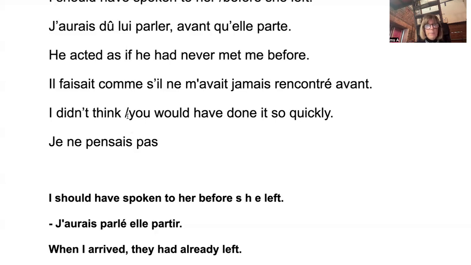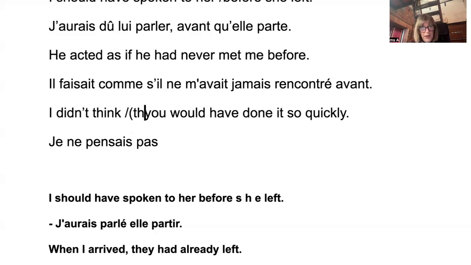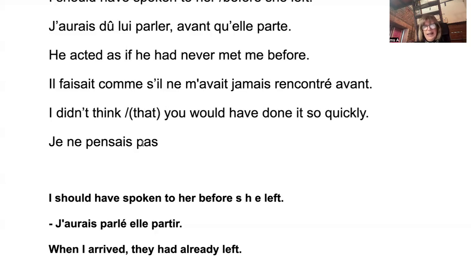Then I have the second part. Well, in French, like in English, you could also have here that. I didn't think that. And in French, yes, we should put it, the que. You cannot just leave it out like you do in English, right? Je ne pensais pas que you would have. Would have is the conditional of the verb to have. So, que tu aurais, remember, this is would have, conditional of to have, done. This is the past participle of the verb faire, que tu aurais fait.